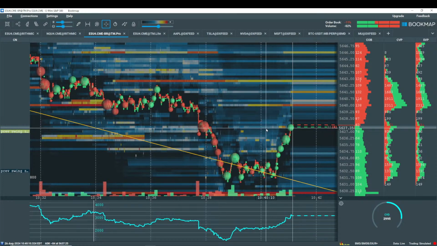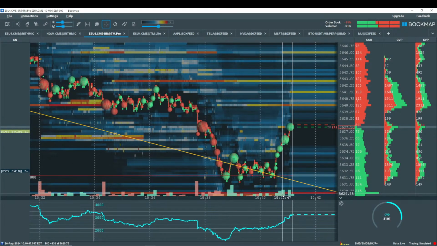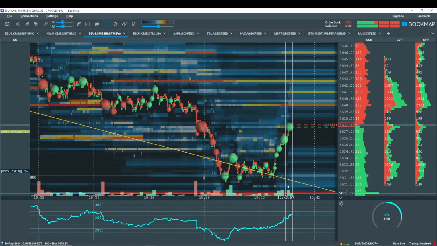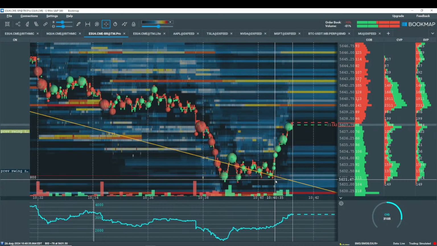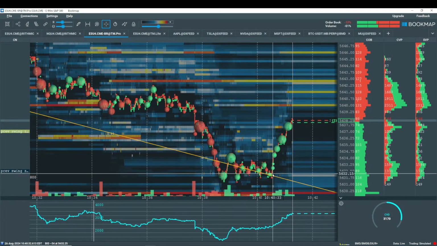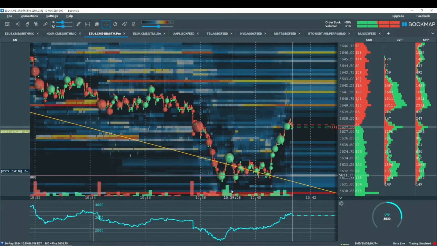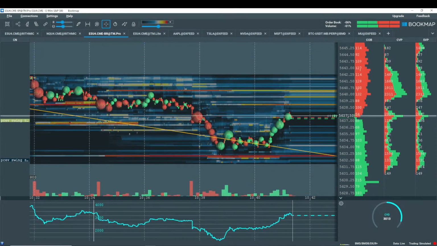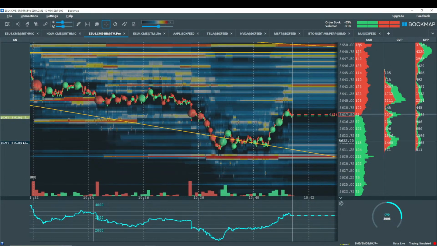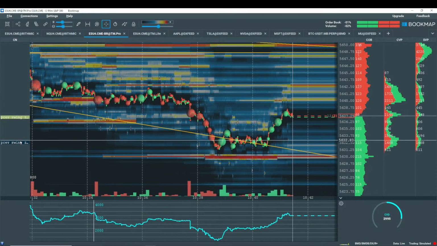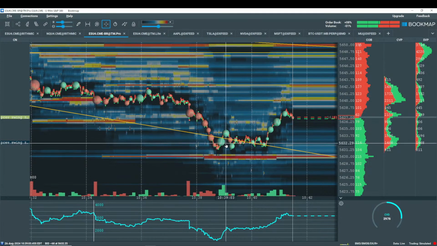Now look at this very deep pullback here. Look at the volume picking up in here. Now we made it to our zone too, right? So maybe this is the reversal that we were looking for earlier. Okay, does that make sense? Because here's our zone. This is our zone that we marked up here. We traded into it and a bit through it.